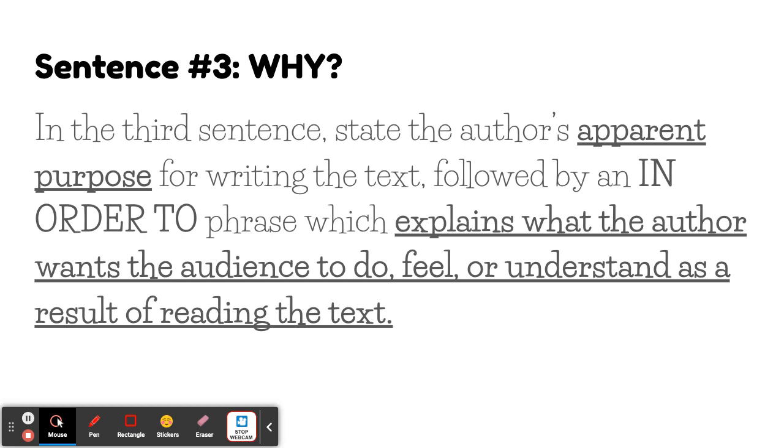Then you need to explain what the author wants the audience to do, feel, or understand after they read the text. This is a key sentence because it gives the reader a direction for what the author is trying to get from them or get them to do, think, or feel.